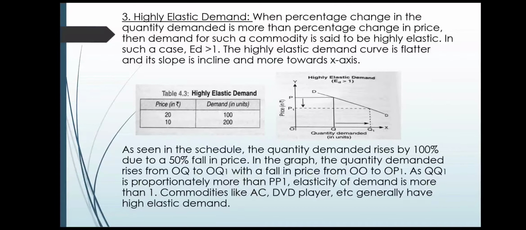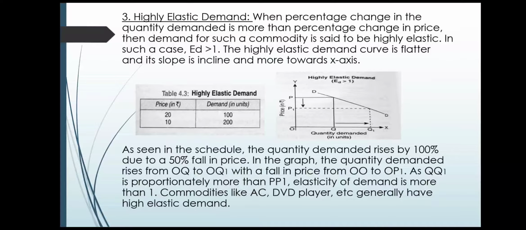As seen in the schedule, the quantity demanded rises by 100% due to a 50% fall in price. In the graph, the quantity demanded rises from OQ to OQ1 with a fall in price from OP to OP1. As QQ1 is proportionately more than PP1, the elasticity of demand is more than 1.